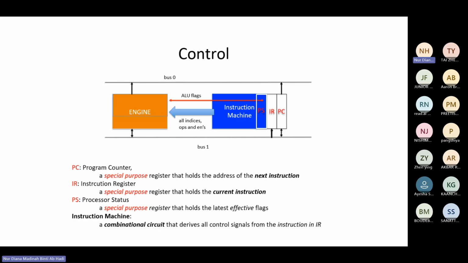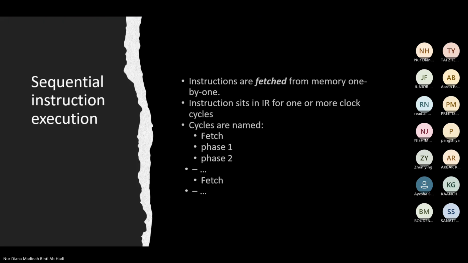Okay, so let's proceed. Sequential instruction execution: instructions are fetched from memory one by one. The instruction will sit in your IR for one or more clock cycles. Your cycles will be named fetch, phase one, phase two, next, and the next cycles, until the instruction is finished.